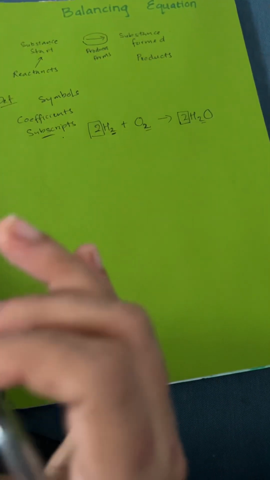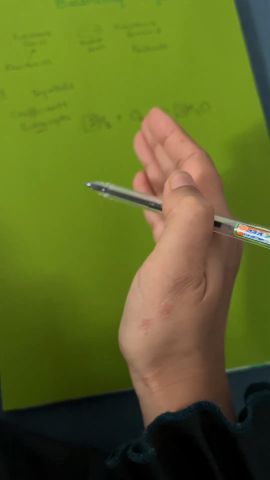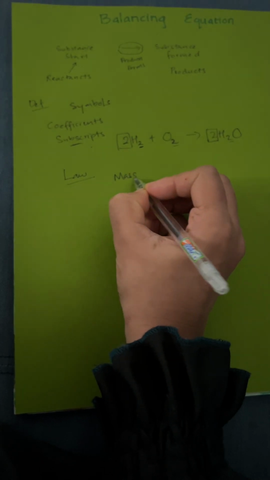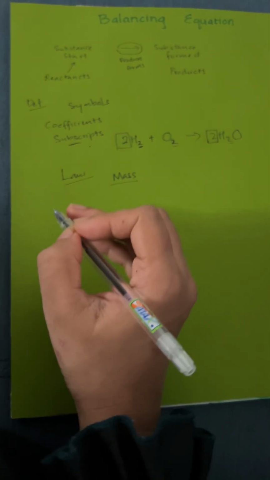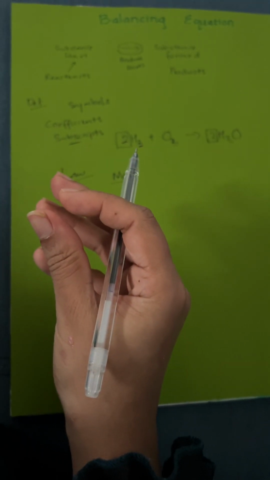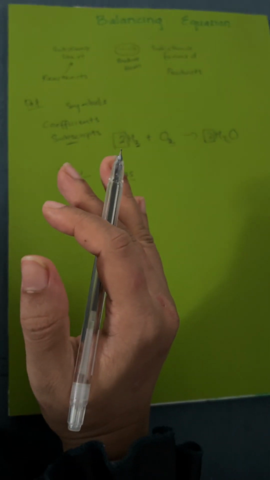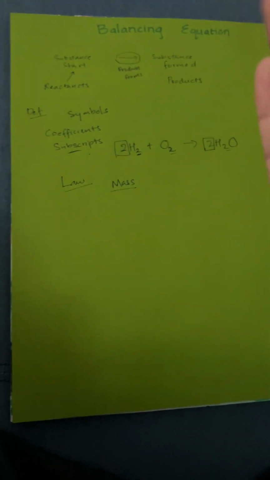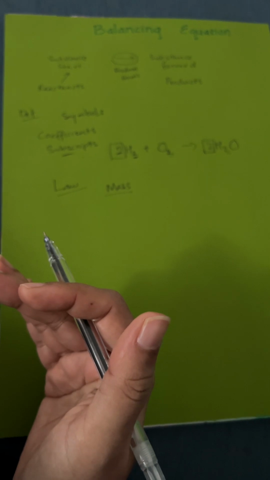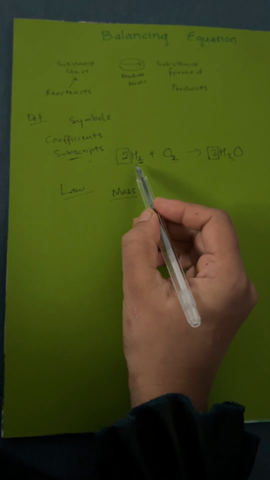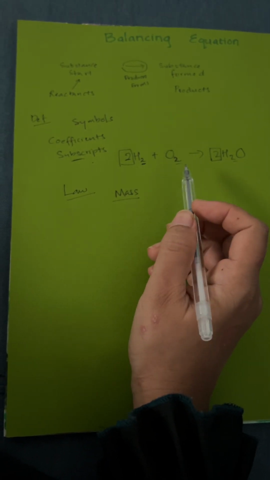Okay, now let's think, why do we have to balance an equation? Because there is a law of conservation of mass. What does it say? It says that atoms cannot be created or destroyed, right? So the atoms found on this side should be equal to the atoms on that side. So you have to consider it element-wise.